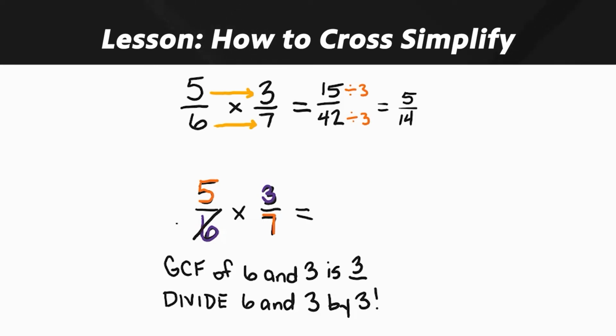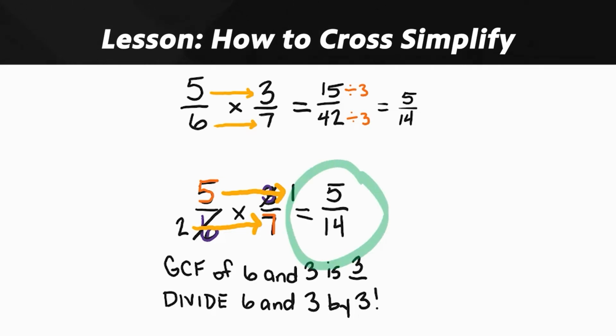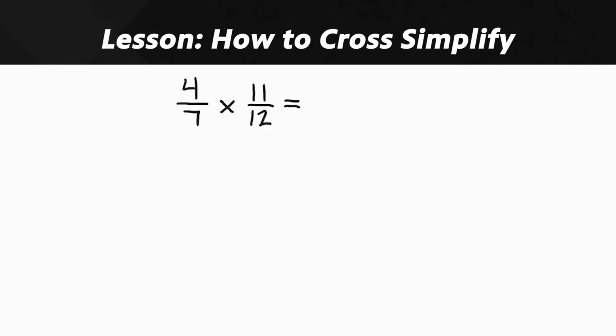6 divided by 3 is 2, and 3 divided by 3 is 1. Now I can multiply straight across and do 5 times 1, which is 5, and 2 times 7, which is 14, and boom, there's your final answer. Let's do the next problem.